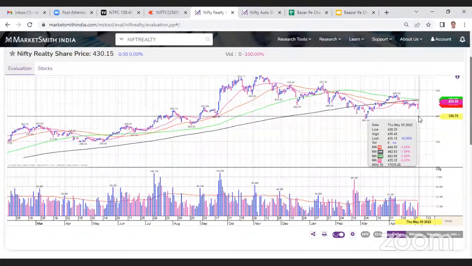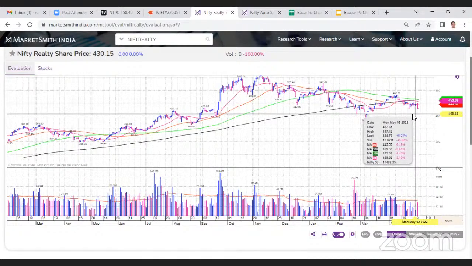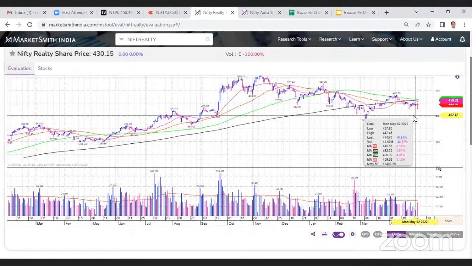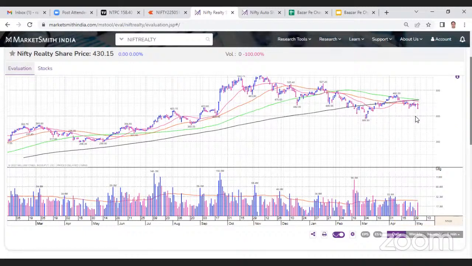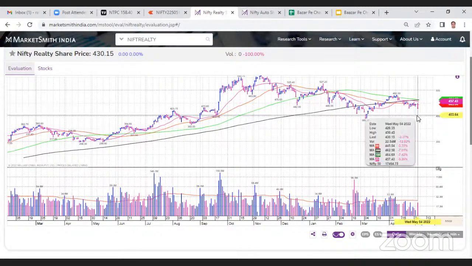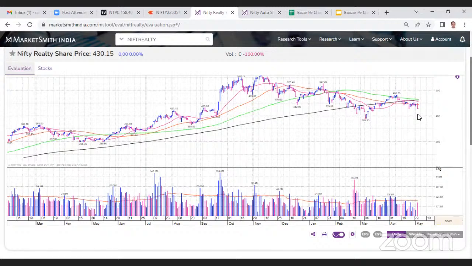So if you are talking about the levels, then on the upside, the level is 480 to 490. Once the index reclaims that level and sustains above it, then obviously our sentiment will get bullish and we can take a fresh call in Nifty Realty space. But on the downside, the first support level is around 390, and when that is breached, then 370 will be the second support level, and breaching that, a new fresh downside window can open. So this is the story of Nifty Realty.